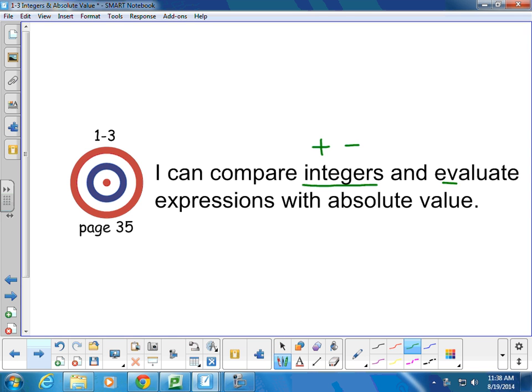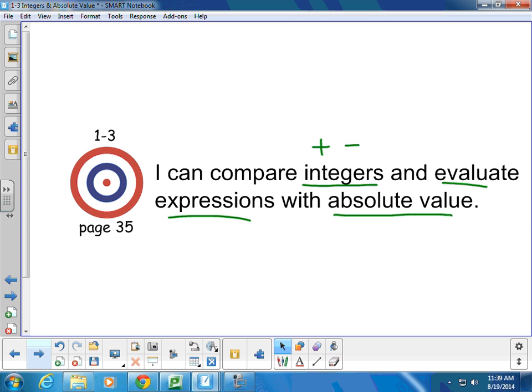Evaluating, we remember how to evaluate expressions. That's what we've been doing, just solving, bring it down. And now we have this absolute value to think about. So I would encourage you to have your notes out. Make sure those are getting ready to be checked and to help you with your video or check your understanding that you will do after this lesson. Okay, so have your notes, have your vocab, and let's get started.